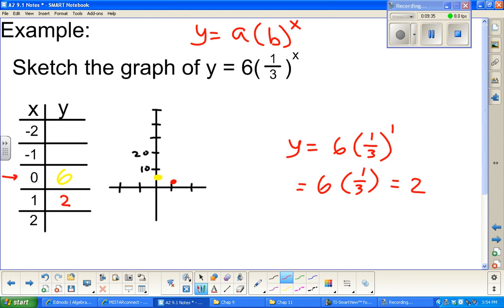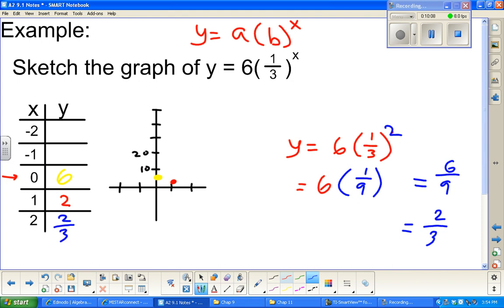Okay, what if we did an x value of 2? 6 times 1/3 to the second power. Well, what's 1/3 to the second power? That's 1/3 times 1/3, that's 1/9. And 6 times 1/9 is 6/9. If we reduce that to get an easier number to work with, that's 2/3. So again, smaller and smaller. It looks like as we go to the right, these y values are getting smaller and smaller.